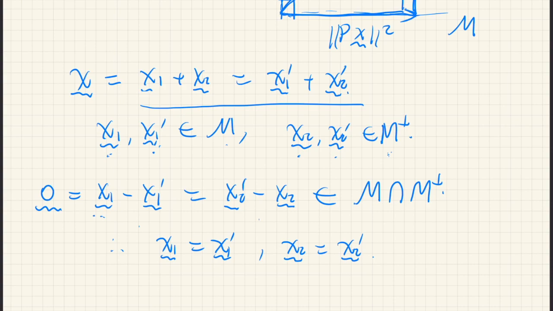So because of this uniqueness of orthogonal decomposition, the effect of projection operation is unique. Okay, it doesn't depend on the choice of the orthonormal basis. So whatever the orthonormal basis set is, we can always have the same projection onto that vector subspace.